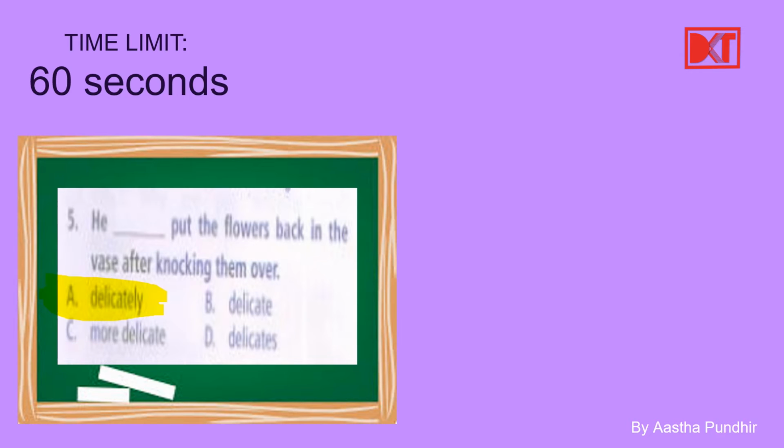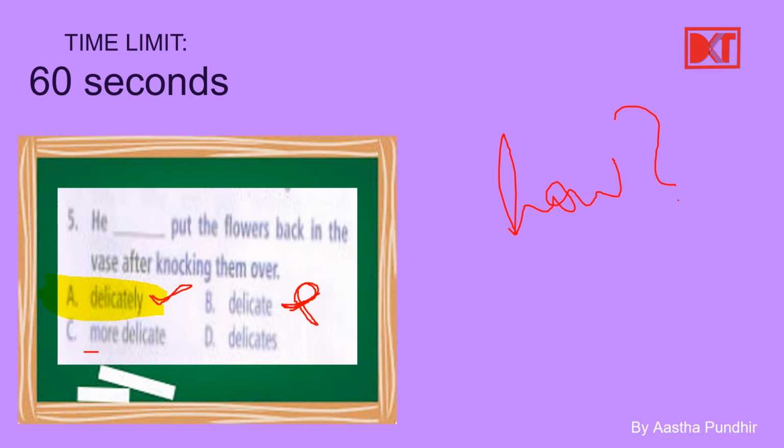Delicately, this is an adverb of manner. We are talking about how did he put the flowers back. So this is answering the question of how. It's an adverb. Alright. Then you see the other options like here B. He delicate put the flowers. This delicate, this is an adjective.